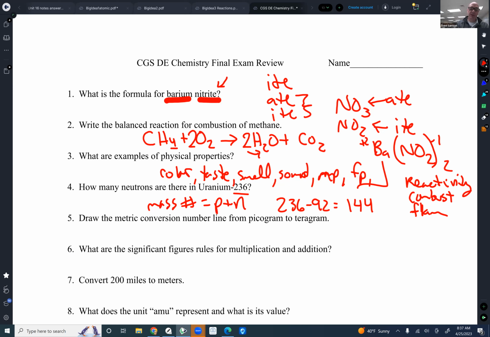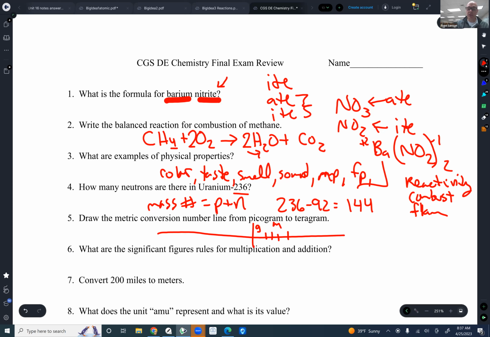Metric conversion from picograms to teragrams. So right in the middle would be grams, 1, 2, 3. That would be our smallest. So that would be a milli, 1, 2, 3. And then we go to micro, 1, 2, 3. We go to nano, and then 1, 2, 3, we go to pico. And then 1, 2, 3, we come out here to kilo, 1, 2, 3. We go to mega, capital M, 1, 2, 3. We go to giga, 1, 2, 3, tera.